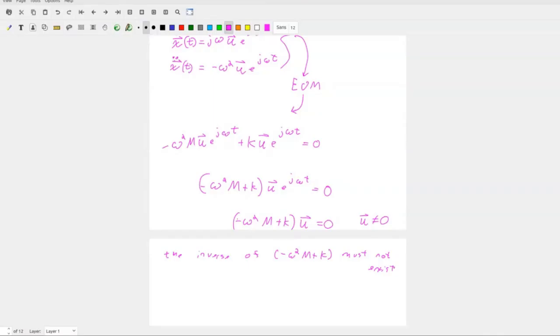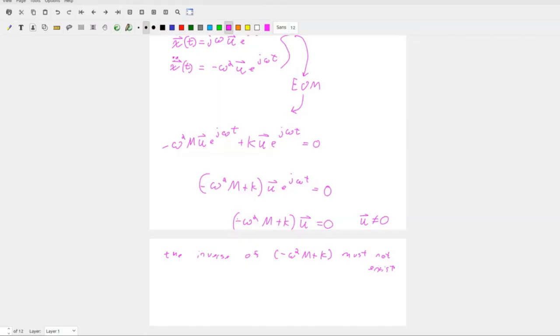To expand, assume that it does exist, and then you can multiply both sides of the equation by the inverse, and that yields u vector equals 0. And u vector equals 0 is something that we don't want, right? That would just be no mode shapes, no vibration, not helpful for the solutions that we're trying to find. So that's another trivial solution.